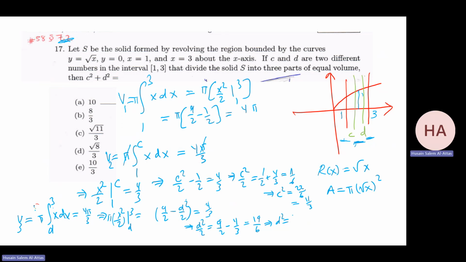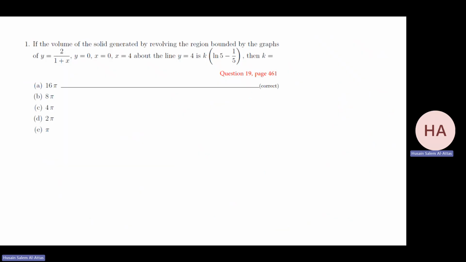That will be 19 over 3. So that implies C squared plus D squared will be 30 over 3, which is this one. Yeah, good question. Okay. This is the function. Right, to finish.